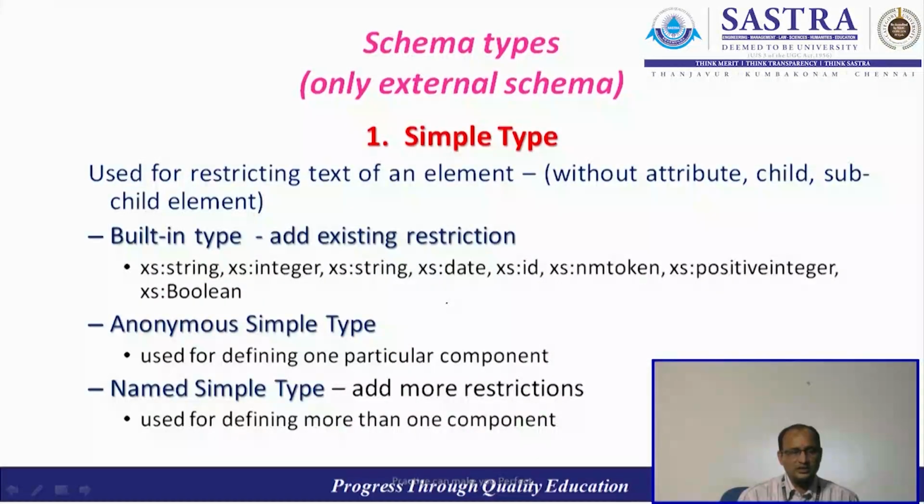Before starting about this, we should remember we have to write only external XML schema. The XML document should be associated with the XML schema. Within the XML schema, we have to include the rule set. It is used for restricting the text of an element, the element without having attribute, child, or subchild element. In the sense, it is called a simple type element.